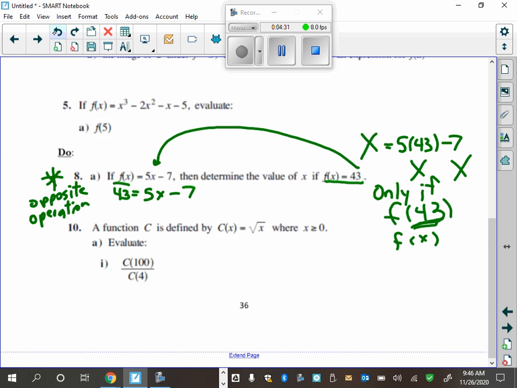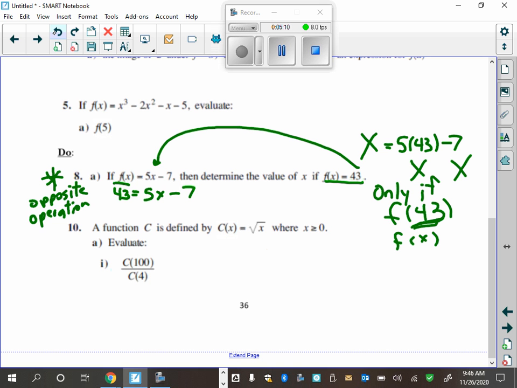Because if I said find F of 43, it's similar, but these are different, right? They look the same, but they're different. This one says F of X equals 43, so that turns into 43. This one says F of 43, so wherever you see X, you put 43. They're similar looking, but they mean different things. If there's a number in the brackets, that means x equals 43.